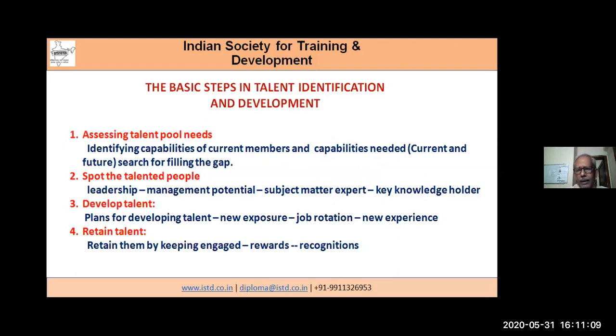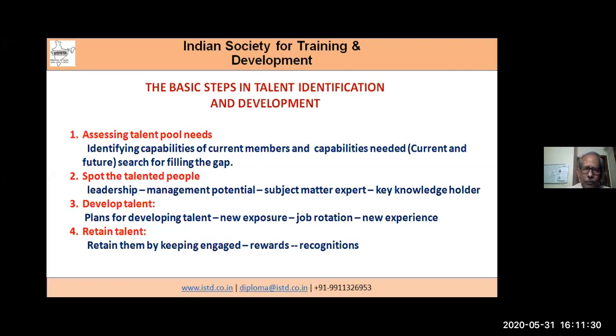Number one, assessing the talent pool needs. Now, for any organization, if we want to identify people, the first requirement will be, what is our requirement? Because our identification will be done as per the requirement of the organization. And when you talk of requirement of the organization, then how is that requirement to be found?